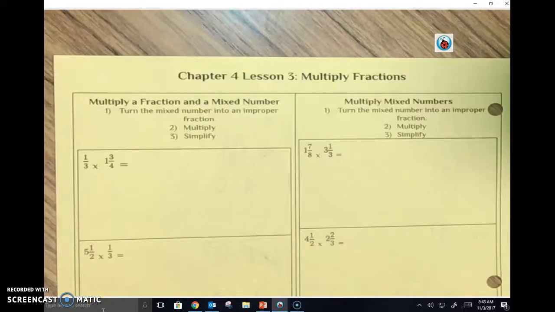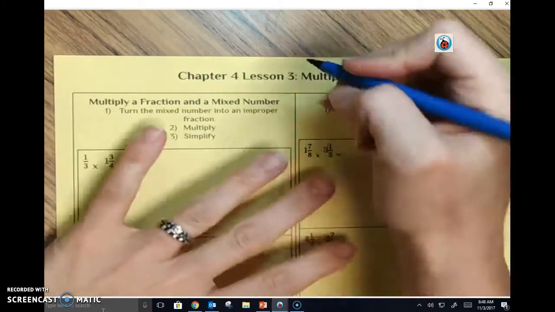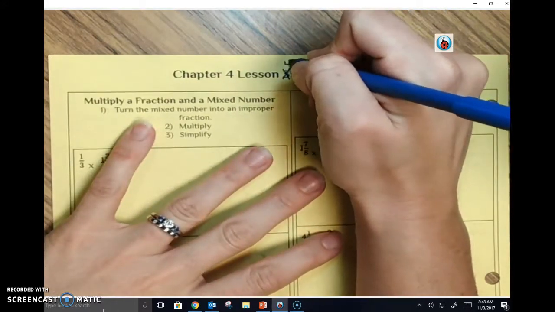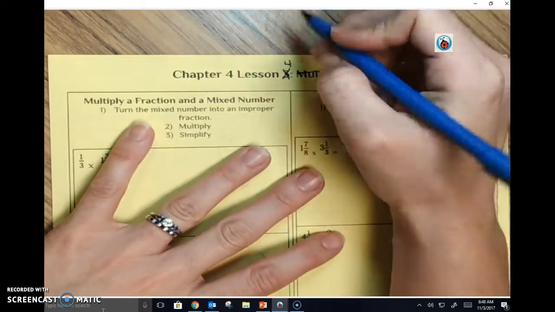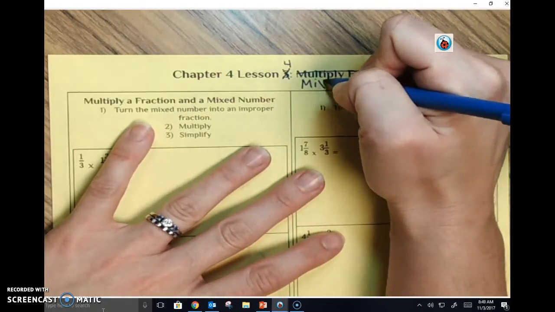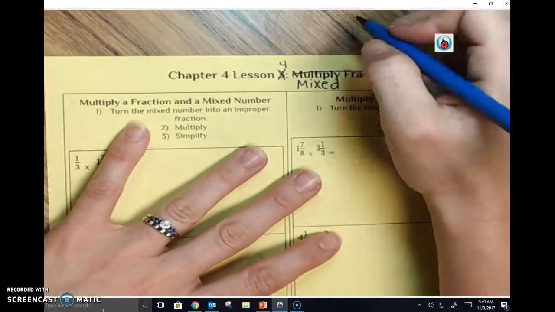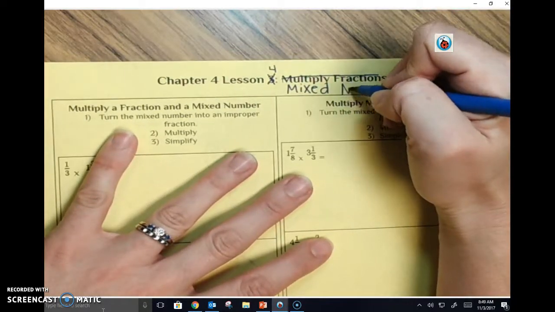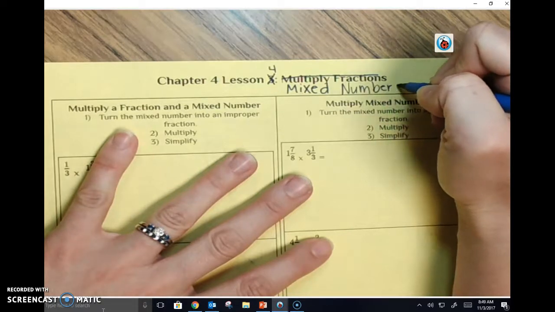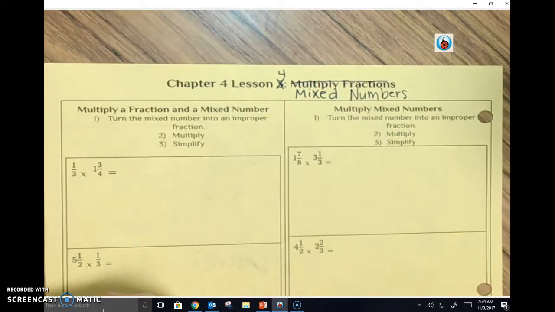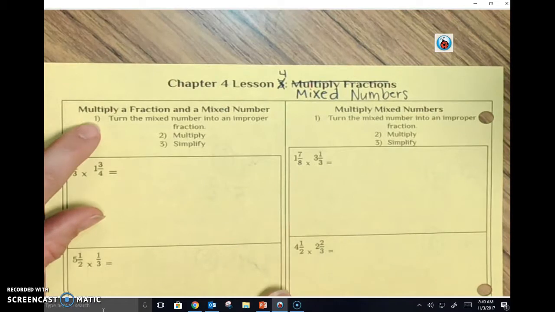Today we're going to look at Chapter 4, Lesson 4. Sorry, I didn't write that correctly. So this is Chapter 4, Lesson 4, multiplying mixed numbers. That means we're going to have a whole number and a fraction. So on this first part, we're going to multiply a fraction and a mixed number.